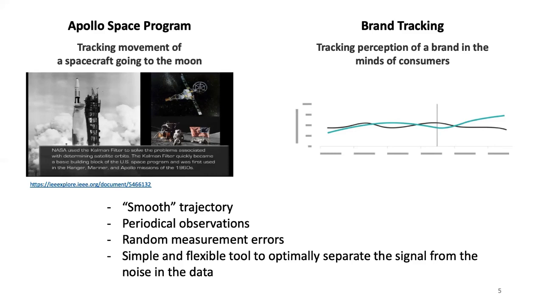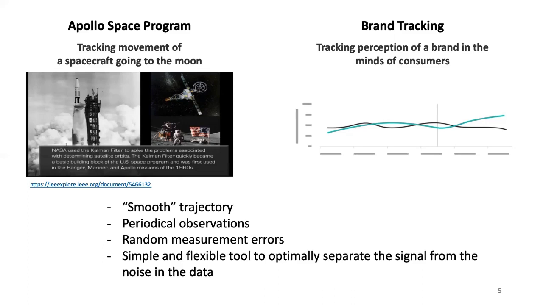The basic idea is that in the space program, we're following the spaceship and we're trying to determine the trajectory of that spaceship, and that trajectory follows a smooth path. This is similar to what we're doing with brand tracking when we're measuring a brand's performance, a brand perception. That trajectory is smooth. Brand perception doesn't jump from one point all of a sudden to the next point. There is a smooth trajectory behind our sampling.